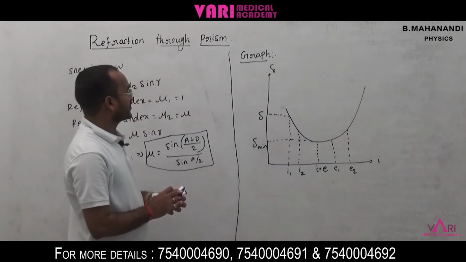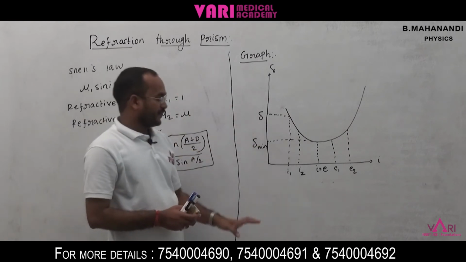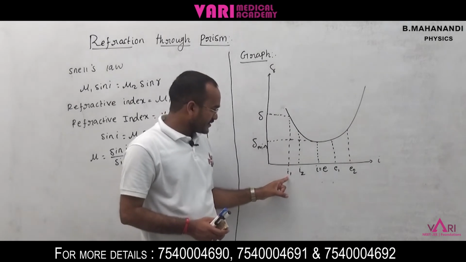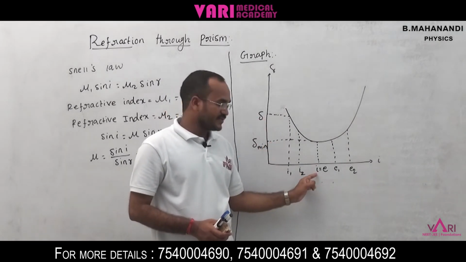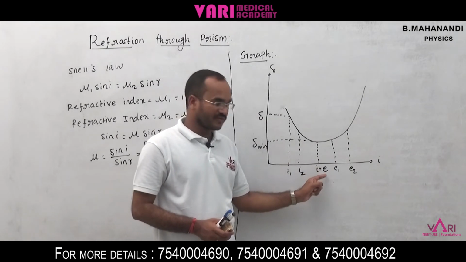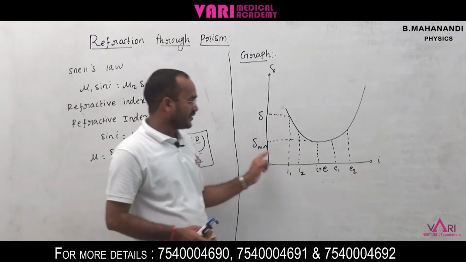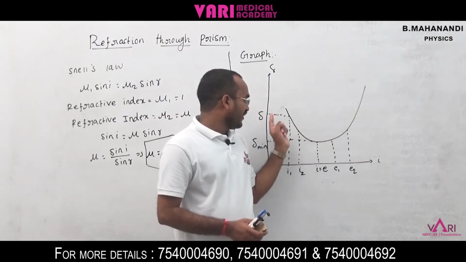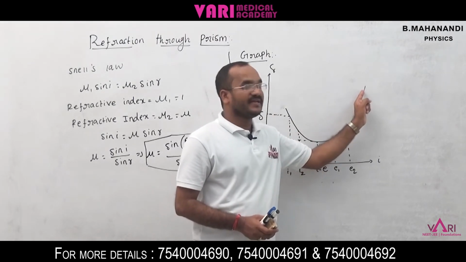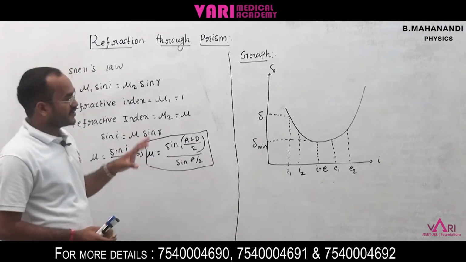These are the explanation of the graph of refraction through the prism. The incident angle is increasing, the deviation is decreasing. At a particular time the incident angle is equal to the emergent angle, that is the angle of minimum deviation. If the emergent ray angle continuously increases, the deviation also continuously increases. These are the explanation of the refraction through the prism.